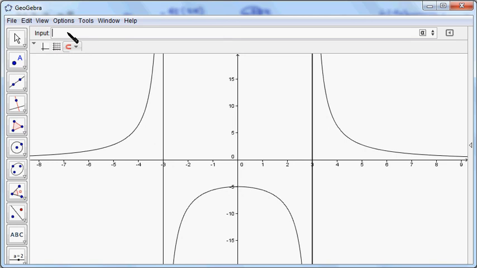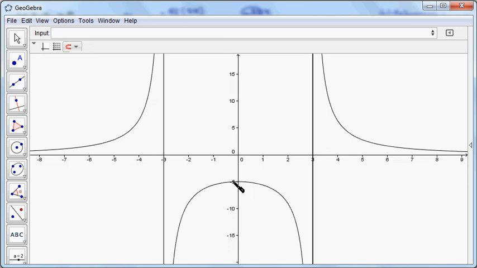But you can see that there's only one critical number, and here's the local maximum there. There's no local minimum, and you can see that there's no point of inflection. All right, that's it. I hope that this was clear.